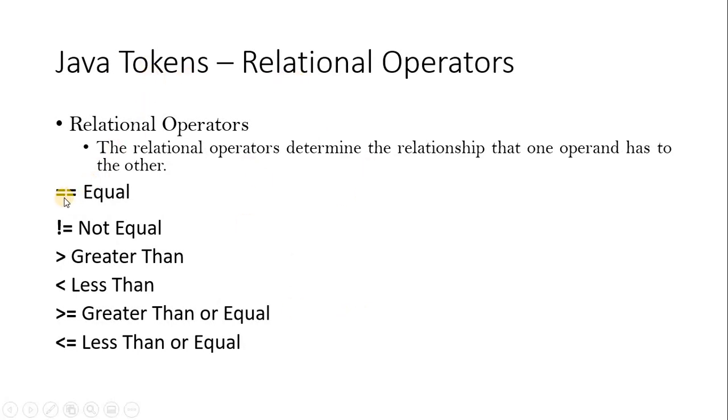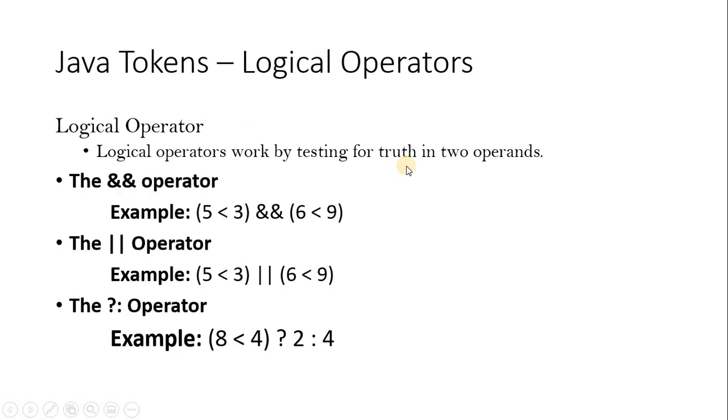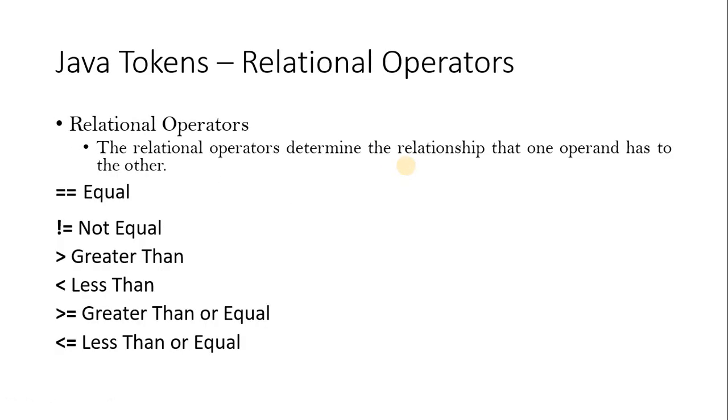Relational operators: we have the equal sign, meaning double equal we have to make. Not equal to means exclamation sign with equal. So it is not equal. Greater than sign, less than sign, greater than equals, less than equals. So these are the relational operators. Relational operators compare values and produce a true or false value. So when there is a comparison between operands, it will give the final result as true or false.